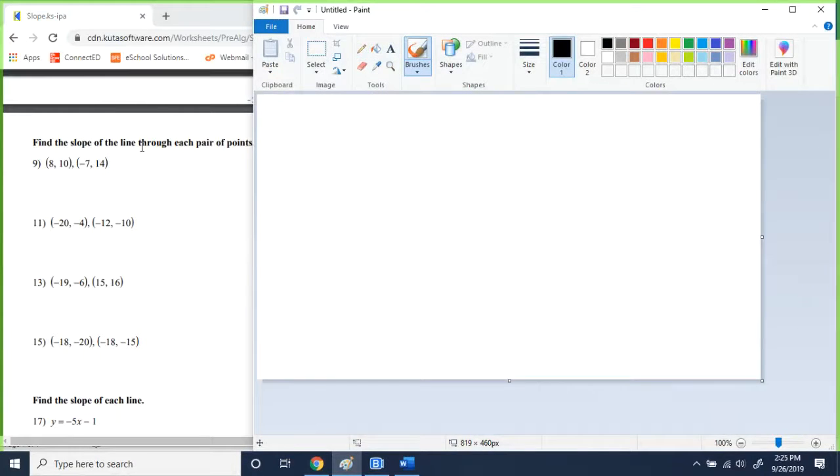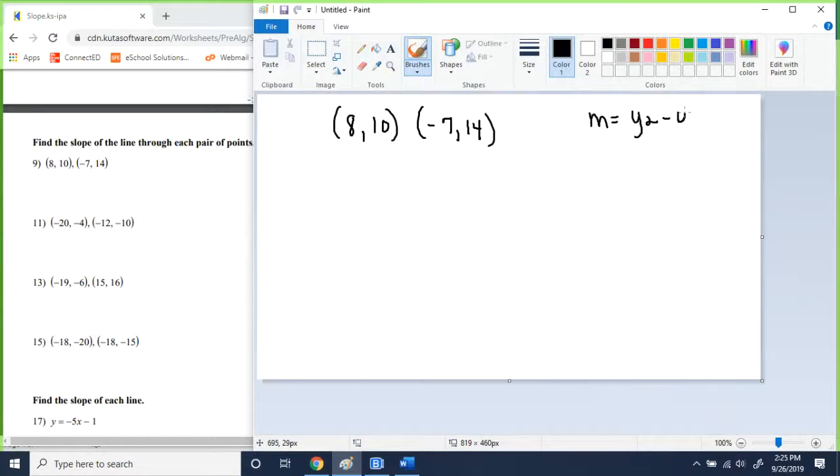So let's look at our first set of points. All right, the first pair is 8, 10, and the second pair is negative 7, 14. And let's put our formula out on the side so we can refer to it. And I'd like for you to notice in the formula, the subtraction sign is part of the formula, so we have to put that back in as we start to do the math on it.